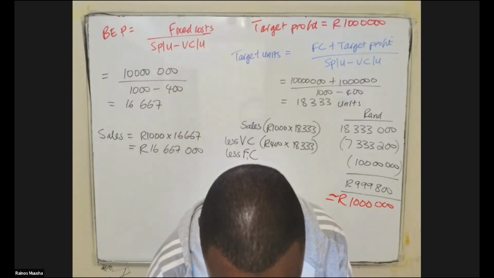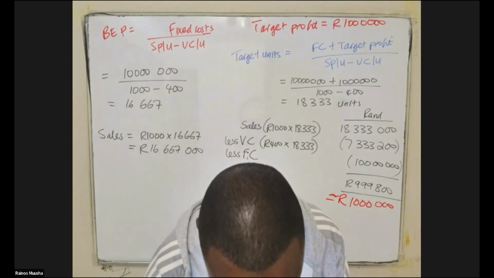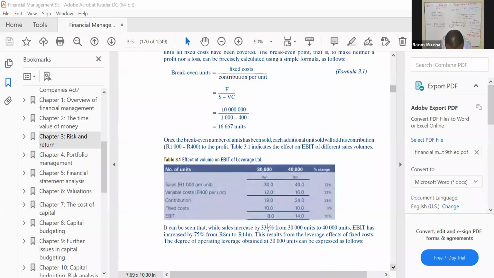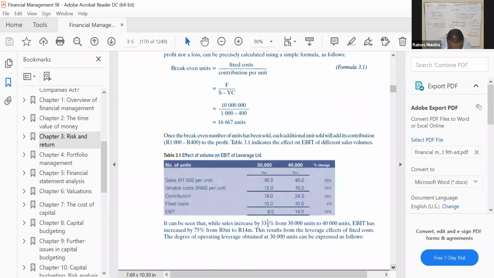So on the next section, they say it can be seen that while sales increased by 33.33% in the example that they give us here, because your sales was 30 million, now it's 40 million. So it is increased by 33.33% from 30,000 to 40,000 units. The earnings before interest and tax increased by 75% from the 8 million to 14 million. So this results from the leverage effect of fixed costs.